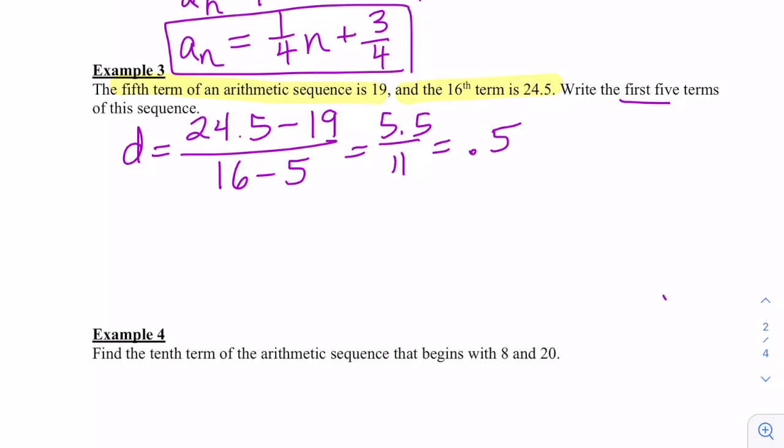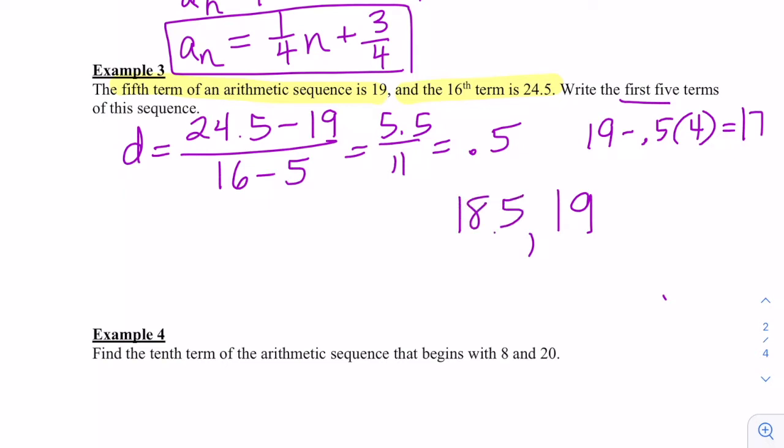So if we start with 19 and we need the first 4 terms, we can think of this as 19 minus 0.5 times 4, right? That would equal 17. So that must mean we're going to start with 17, or you can work backwards as well, if you like, because there are just 4 terms here. So 17.5, and the first term is 17.